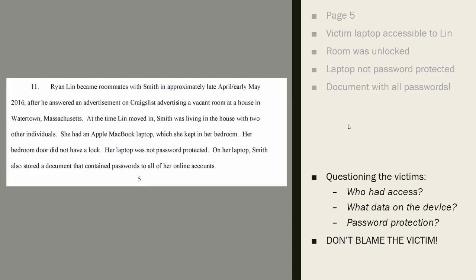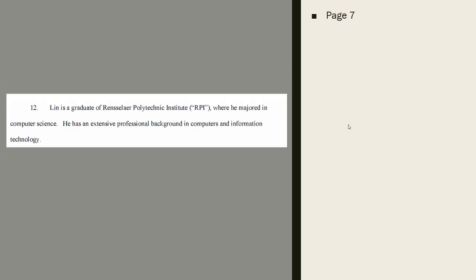Also, when you're questioning victims, the last thing to do is blame the victim. Don't ever say, well, you should have locked your door, you should have put a password on your computer, because the victim's going to know that already. At this point, you're just trying to get some cooperation so you can investigate the case, so let's not critique the victim at this point.